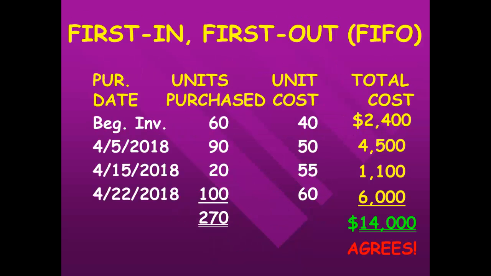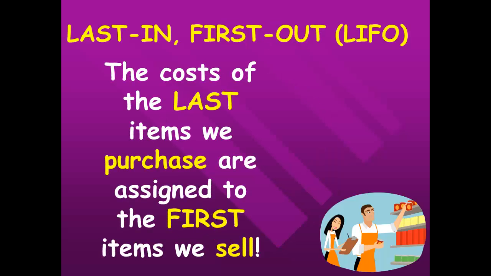If you were to add those numbers together and get something other than 14,000, you know you made a mistake. Okay. That was FIFO then. First in, first out. So under the FIFO, the assumption was, what did we sell? The old stuff. Now we're going to talk about LIFO. Last in, first out. The last thing I buy is the first thing I sell.